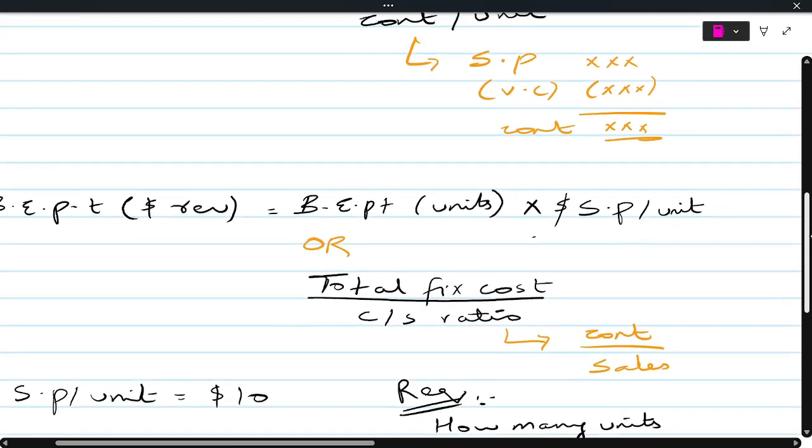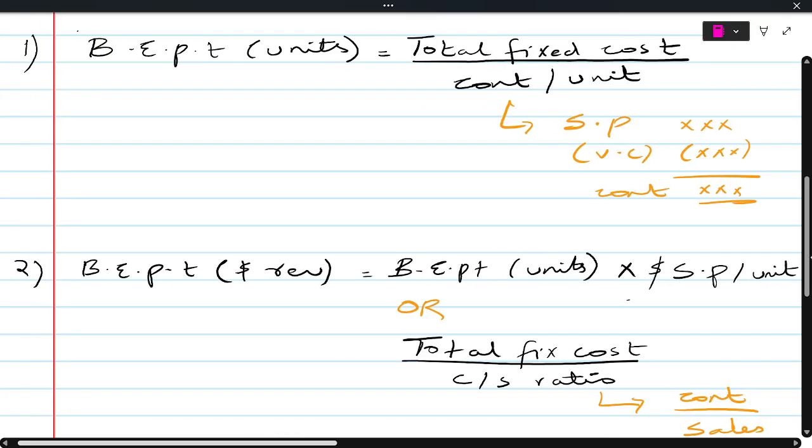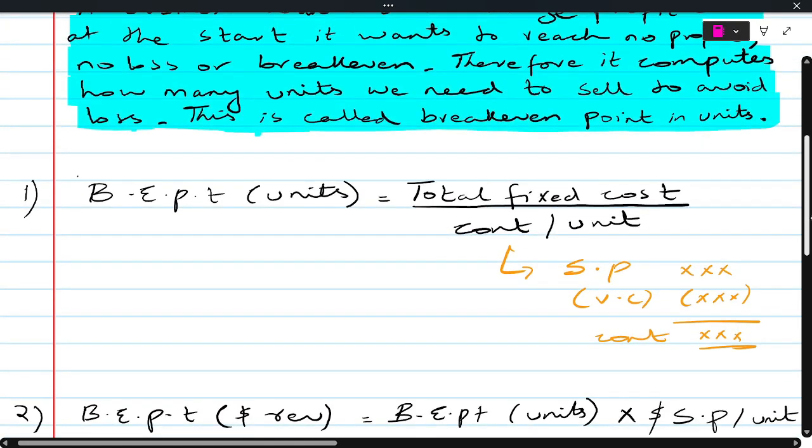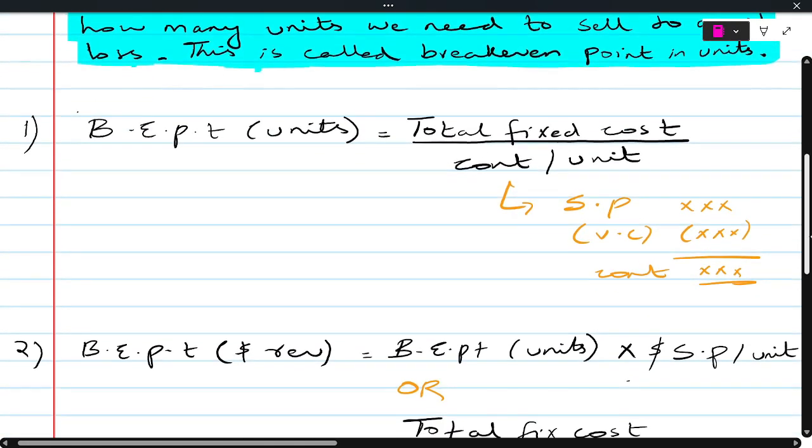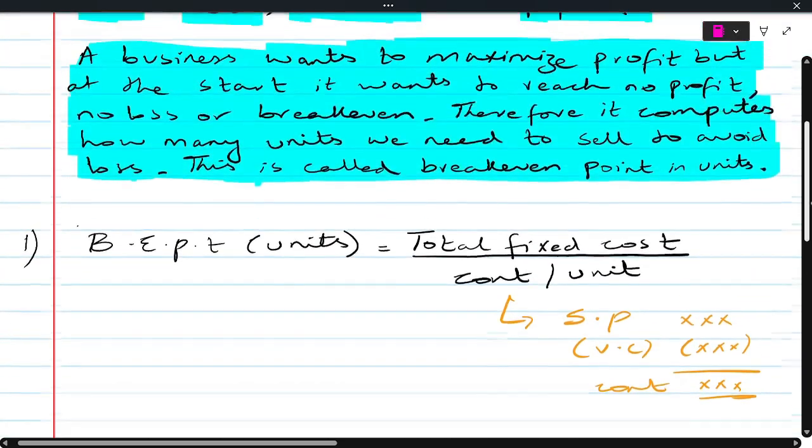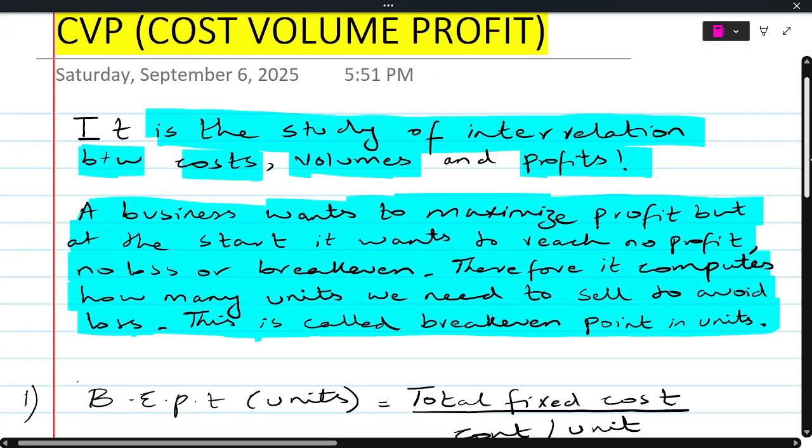Okay, so I hope this concept is clear to you guys. I hope you have understood how to calculate break even point in terms of units, how to calculate break even point in terms of revenue, right? And I hope this little concept is clear.